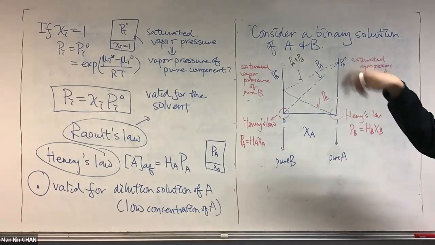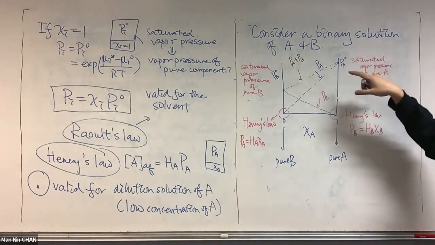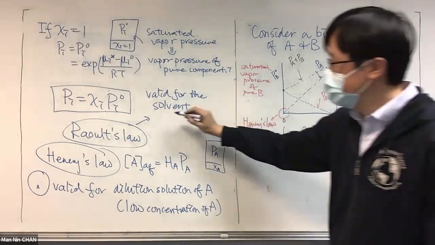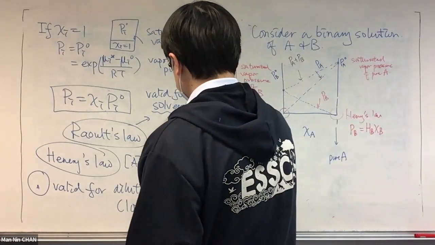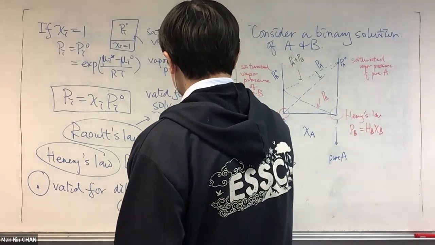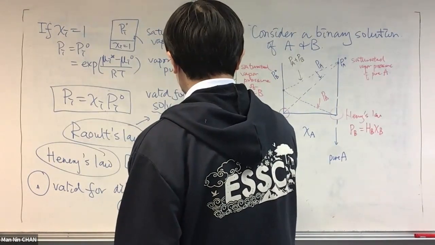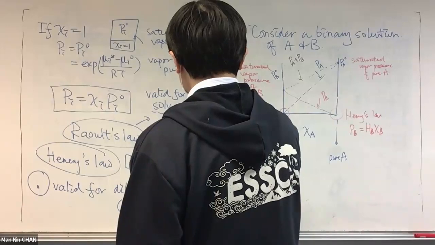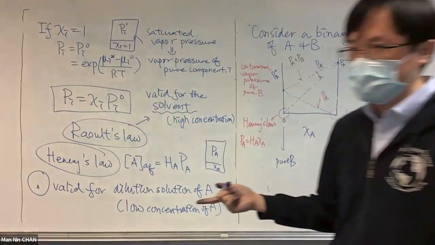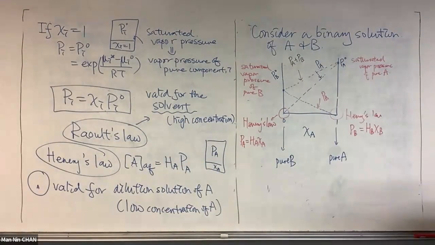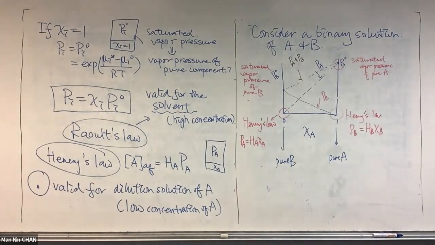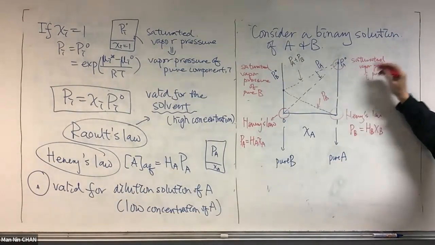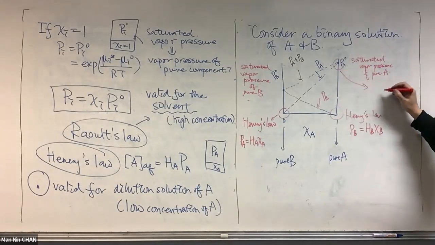That means most of your species are A. A is more like the solvent, because the solvent is the high concentration compared to your solute, right? Your solvent, for example, is water. So you can consider A to be your water in this case. So if you want to predict A in this region, then you need to use Raoult's law.